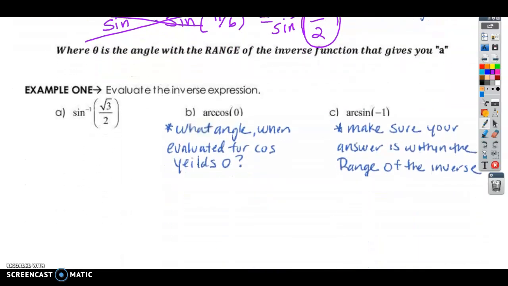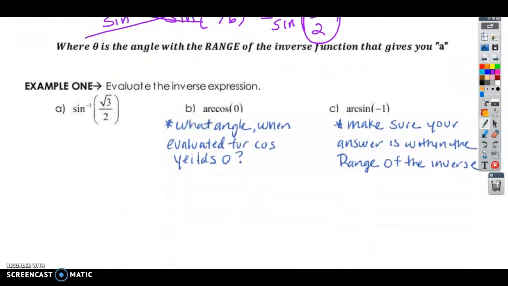So I'm going to do 3, and then you're going to do 3, and we're going to check them. So let's move on to A, evaluate the inverse operation. First thing we're going to do is restrict our domain. We know that it has to be between pi over 2 and negative pi over 2.